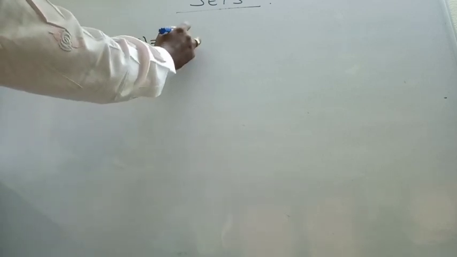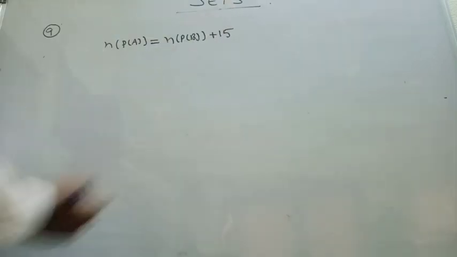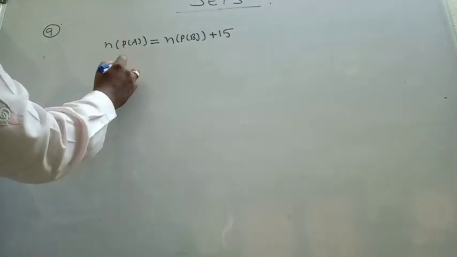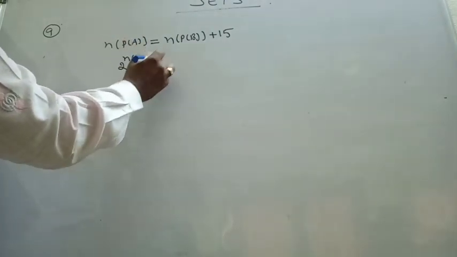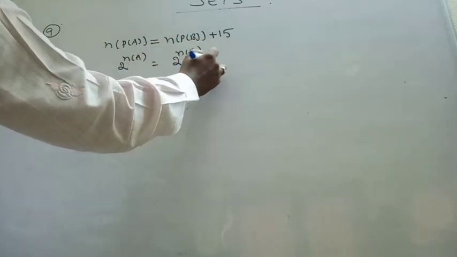Now see, my dear students, this ninth problem: if X is a finite set, let P(X) denote the set of all subsets of X, and n(X) denote the number of elements in X. If two finite sets A and B satisfy the relation n(P(A)) = n(P(B)) + 15, the number of elements in the power set is nothing but 2 power n(A). This is equal to, the number of elements in the power set of B is 2 power n(B), plus 15.